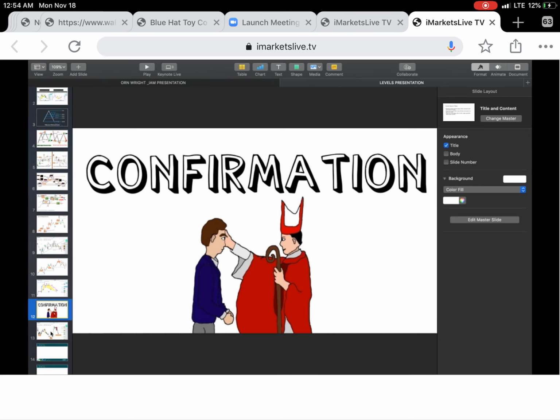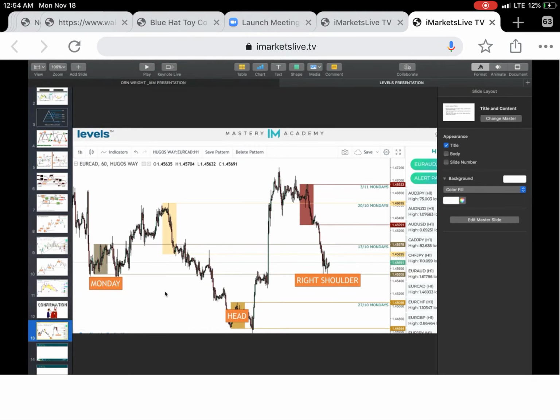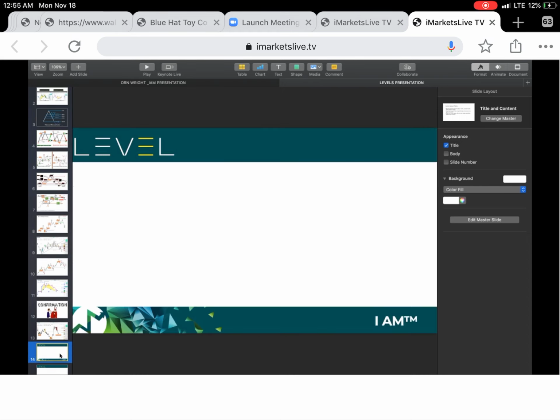I need my confirmation. So I go over to the level system and boom, it's confirmed. The same system. EuroCAD, Monday, the head, large candle, 100% of Monday. Now we come back into the zone. Right shoulder. It's a buy opportunity. Okay? There's a buy opportunity. This is currently on EuroCAD.